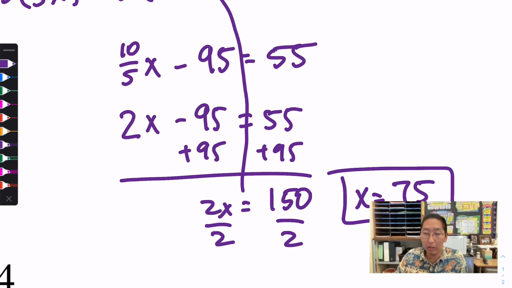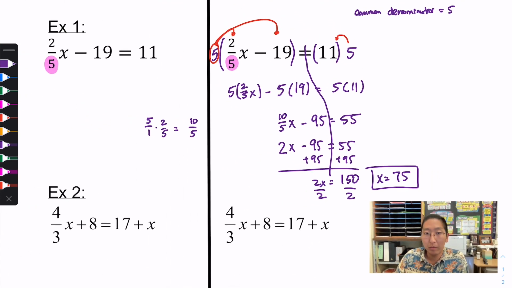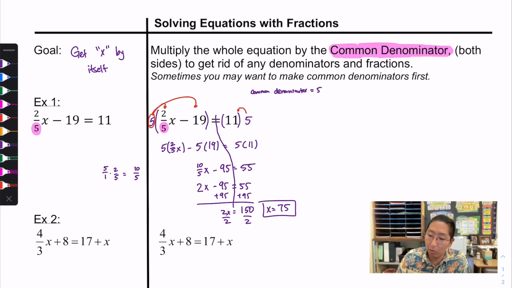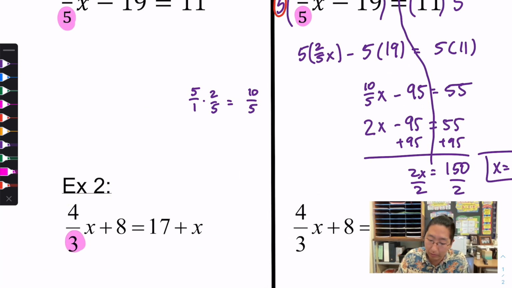So there's our first equation. I'm going through this pretty quickly, but here we go. Let's look at the next one. We're going to multiply the whole equation by the common denominator. So here, let's look at the denominators. Do we see any other denominators besides 3? No. So that is our common denominator.